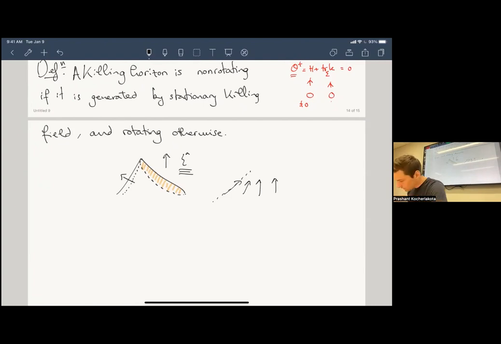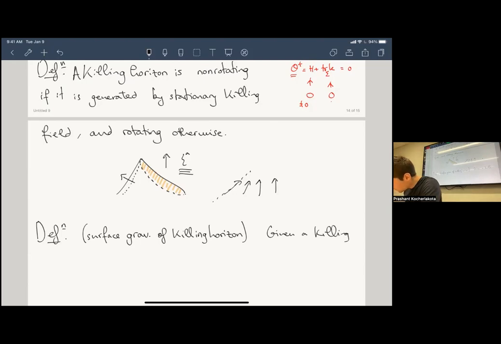Okay. By the way, all these definitions, you should always think to yourself, what are they like in Kerr or Schwarzschild? You can always ask that question. And if they're good definitions, they should capture at least the difference. So given a killing horizon, again, everything is with respect to a killing horizon. Let's say it's H_K, so it's generated by vector field K.